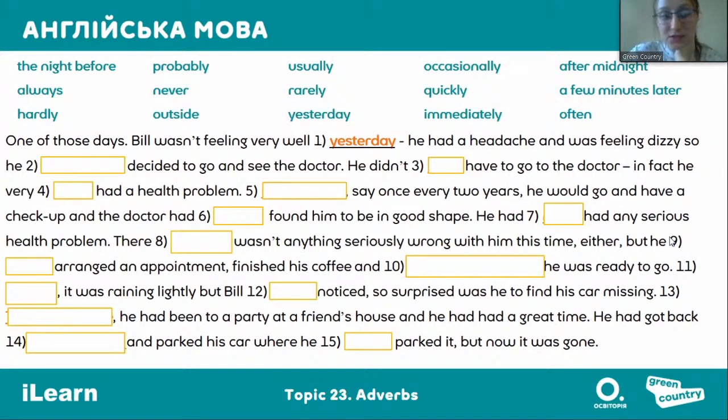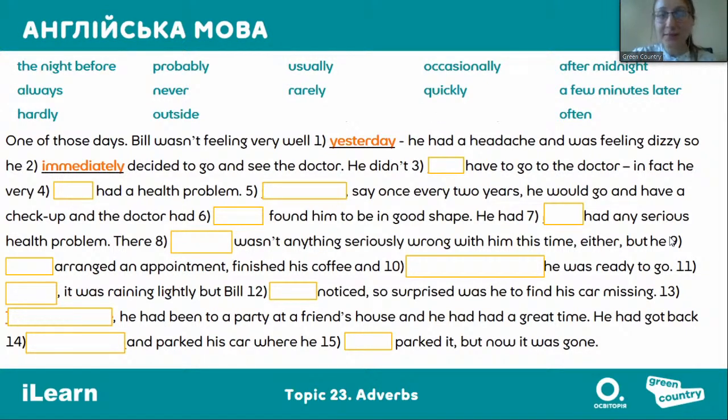So dizzy, so he decided to go and see the doctor. Давайте yesterday приберемо, щоб воно вам не заважало. Ага, quickly or immediately, згодна. Immediately може бути quickly. Quickly так само підходить.